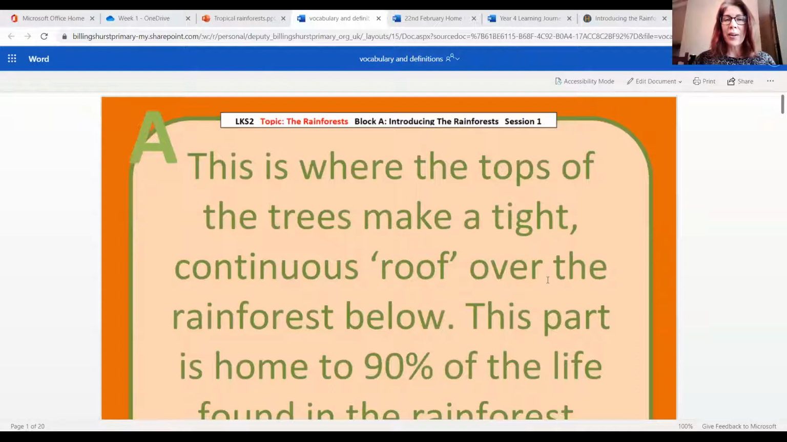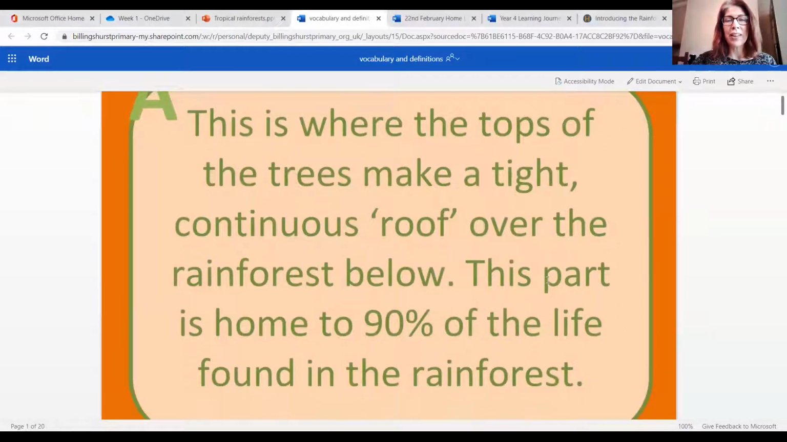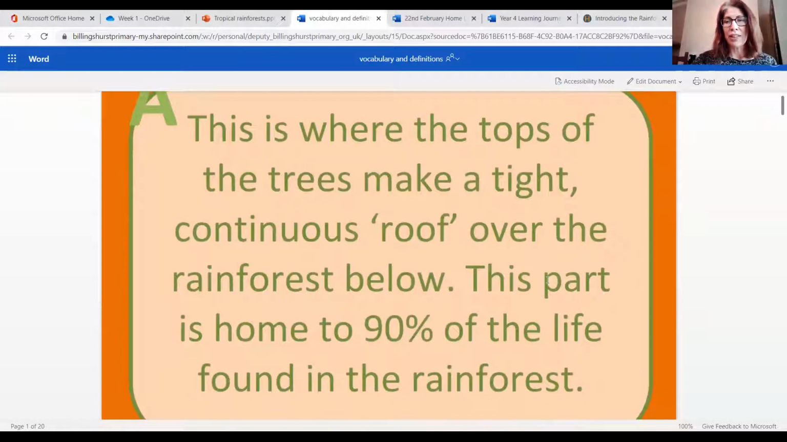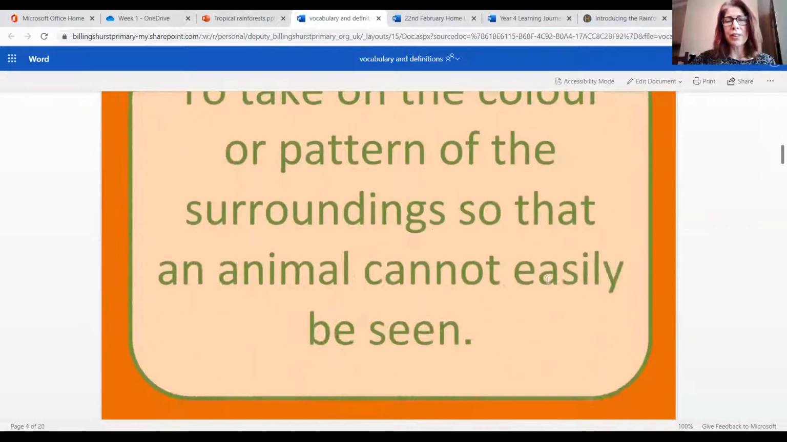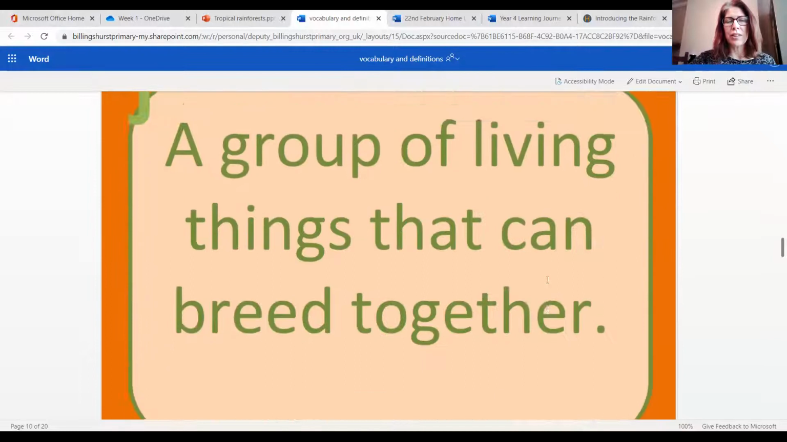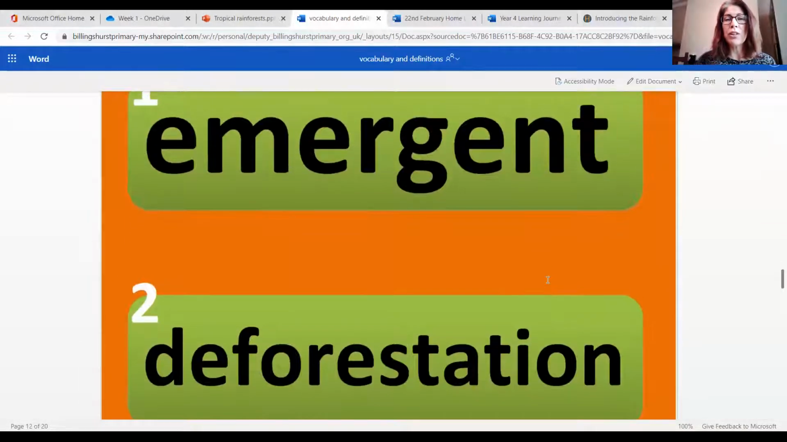So I'm going to show you what you're going to be seeing. So you've got these cards in your pack. Some of them are the definitions. This is an example of a definition of a piece of vocabulary. And then if I scroll through, you've also got some examples of words. So what you need to do is match the definition to the word.